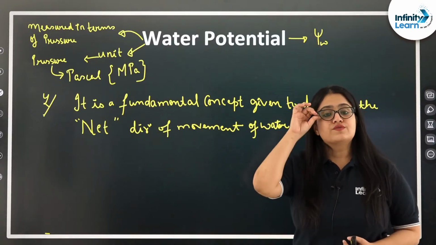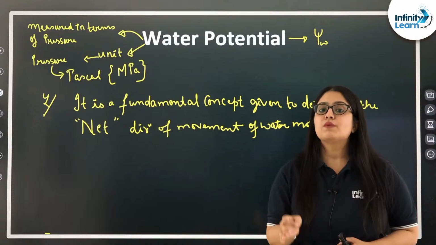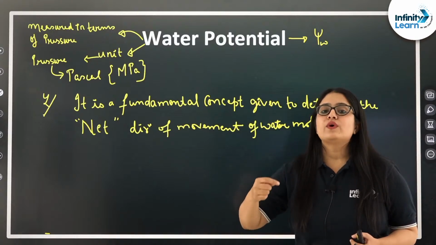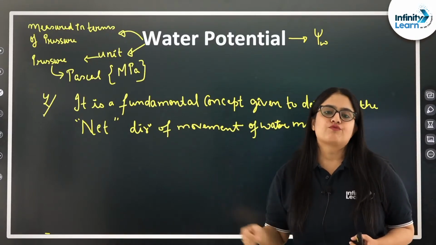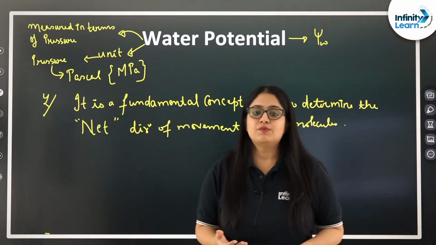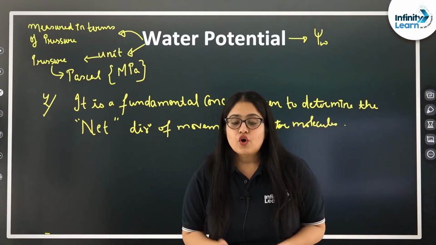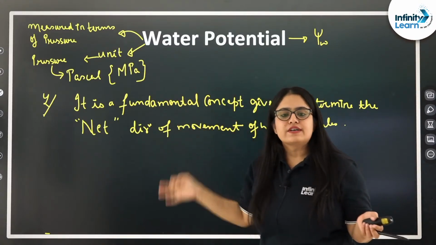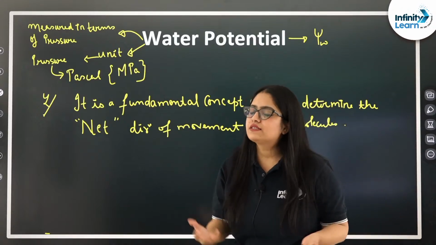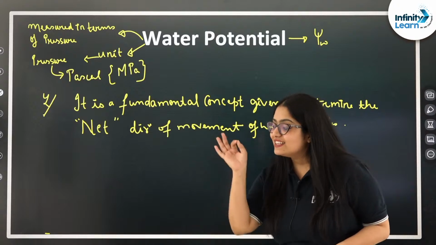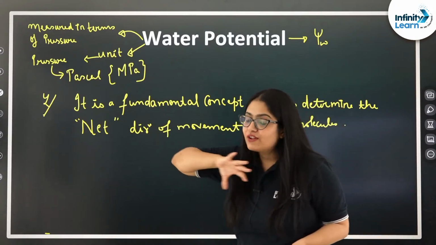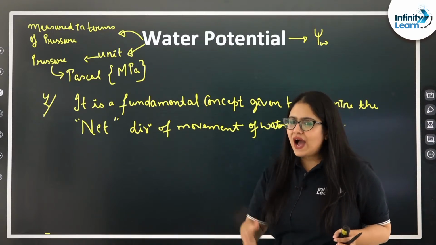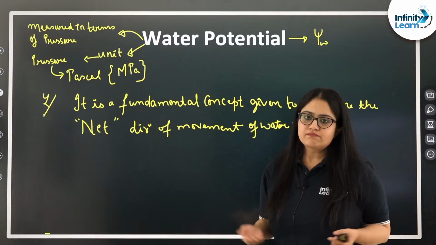So water potential is one of the most fundamental concepts with the help of which we can determine the direction in which there will be net movement of water molecules. Now these water molecules can be moving even within a cell or between two cells, right? So what is water potential? It is a fundamental concept that helps in determining the direction in which there will be a net movement of water molecules. So this is the utility or usage why this particular concept has been coined, right?